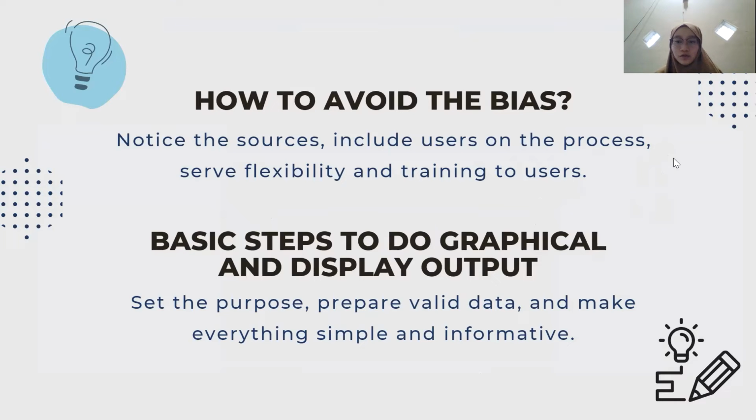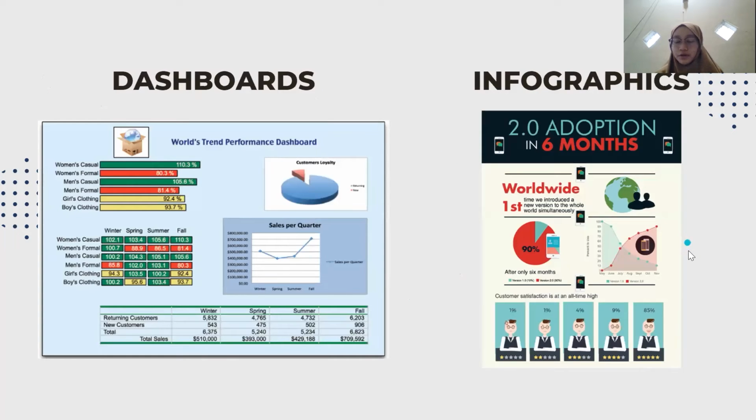And basic steps to do graphical and display output. I think these methods are very basic for us who want to plan any design platforms. Firstly, we should know the objectives, prepare valid data, and make everything simple and also informative. And dashboards and infographics are examples of the output system or output design.